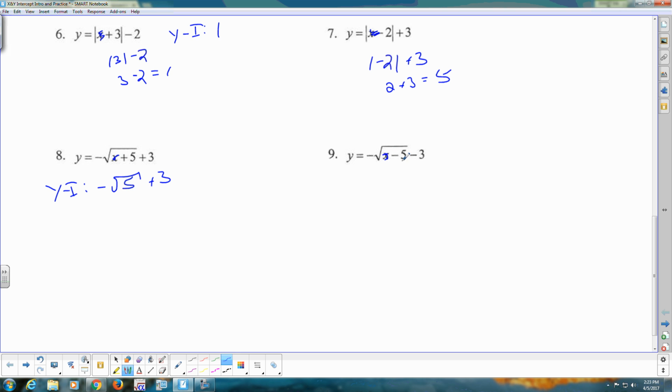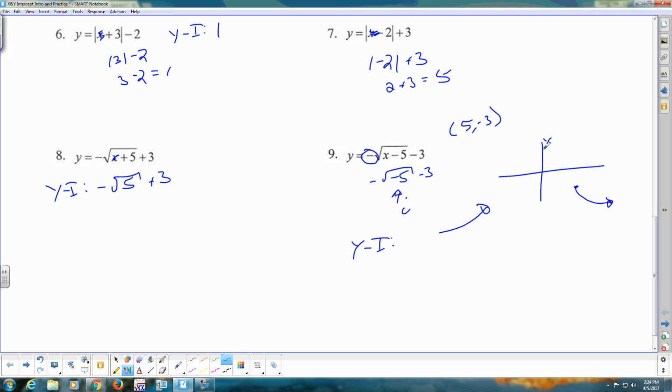Now this, if x is 0, you get negative square root of -5 minus 3. Doesn't that involve i? Let's check out the graph quick. So if I graph this, you're starting at (5, -3). 5 over, 3 down. And the leading coefficient is negative. The value of a is negative, so it's the lower half of a sideways parabola. Tell me about the y-intercept. Does it cross the y-axis?